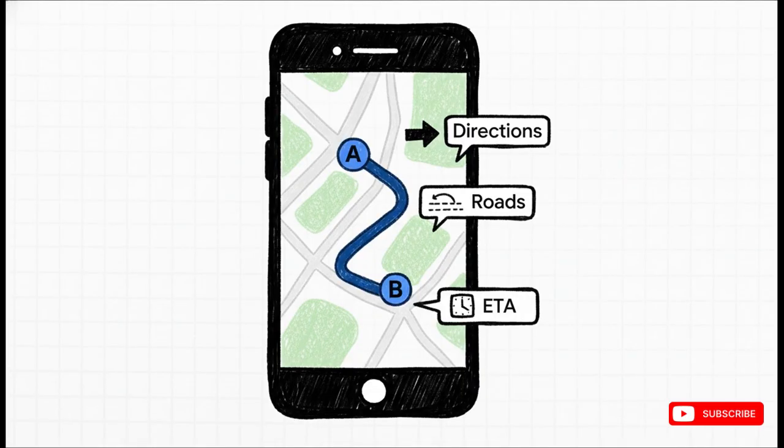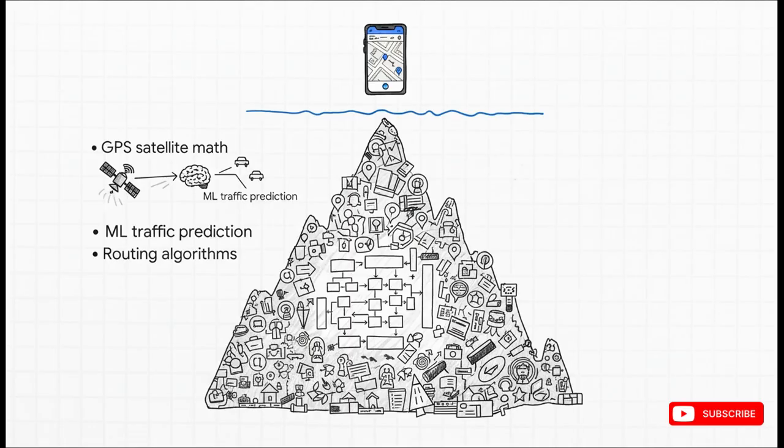When you pop open Google Maps, you get this beautiful, clean interface, right? You see the directions, the roads, your estimated time of arrival. These are the essentials, everything you need to get where you're going. But what you don't see is the absolute chaos happening behind the scenes. You're not looking at complex GPS satellite calculations or the machine learning models predicting traffic jams or these crazy algorithms that are figuring out the best route. You just get the simple stuff you need. That is abstraction in a nutshell.